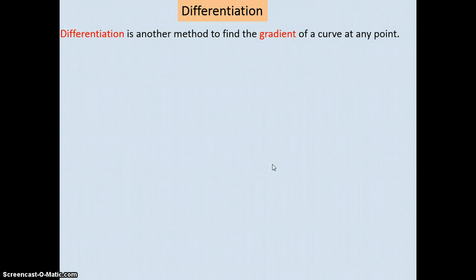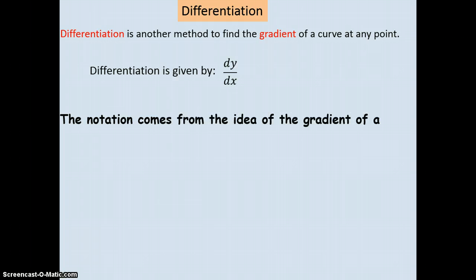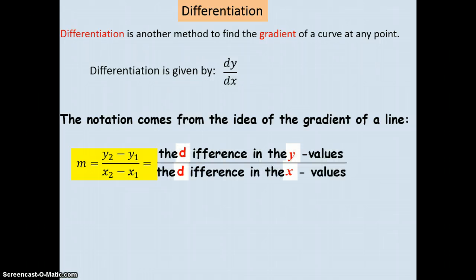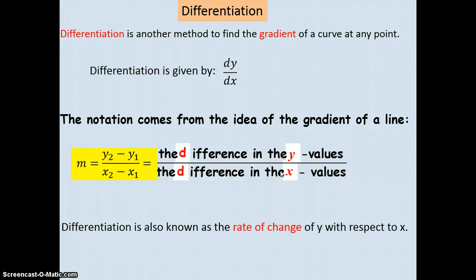Differentiation is another method to find the gradient of a curve at any point, instead of using the tangent at a single point. So differentiation is given by this dy over dx. The notation comes from the idea of the gradient, which is y2 minus y1 over x2 minus x1, which is the difference in the y values and the difference in the x values. So you see here dy and dx. Differentiation is also known as the rate of change of y with respect to x. This is more usually used in physics.